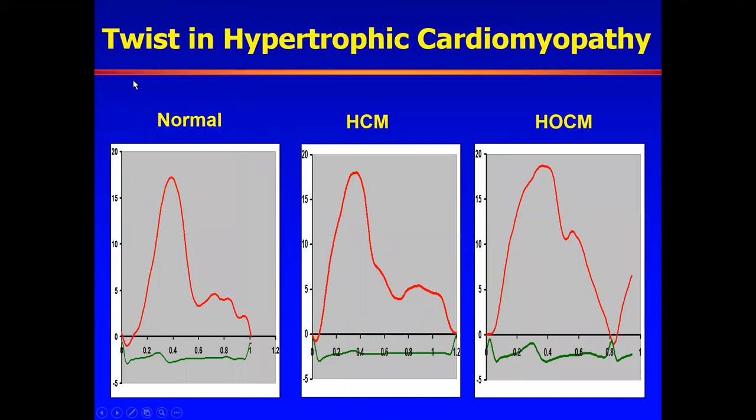So twist describes a rotation that happens in the heart, where the base rotates in one direction and the apex rotates in the opposite direction. And the difference between the apical and basal rotation is what constitutes the twist.